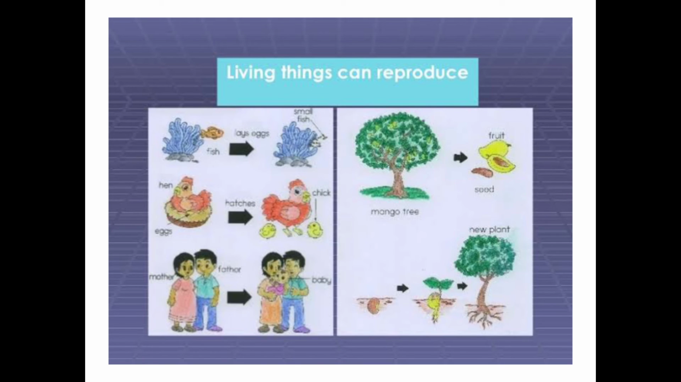Living things can reproduce. As I told you earlier, they can produce their young, so they can reproduce. For example, a mango tree gives us a fruit that has seeds inside it, and if we sow that seed into the soil, after some time we will see a small plant grow, and then it will become a new plant and new tree, and that will produce more fruits, and they will have more seeds in them, and then this cycle keeps on continuing.